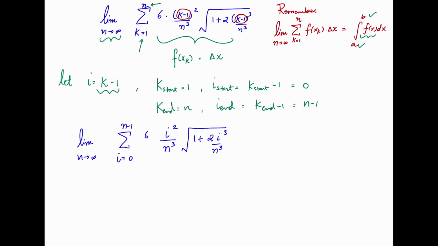I did not do something crazy. It's just a way of interpreting things, right? And you'll see it'll make your algebra way easier in just a second, okay? So right now, this thing still holds. This is f of x_i now times delta x, right?